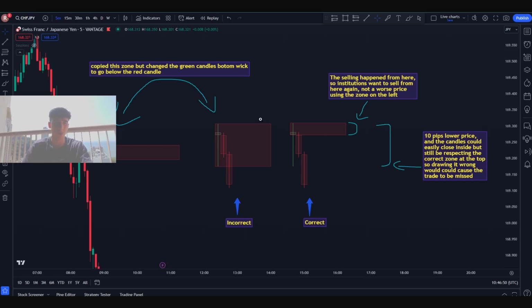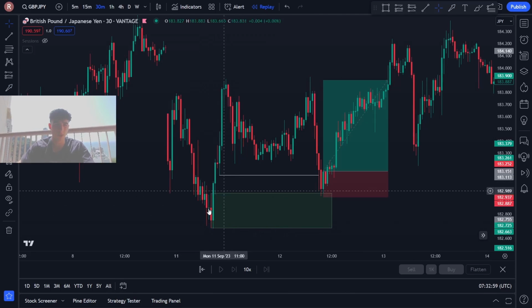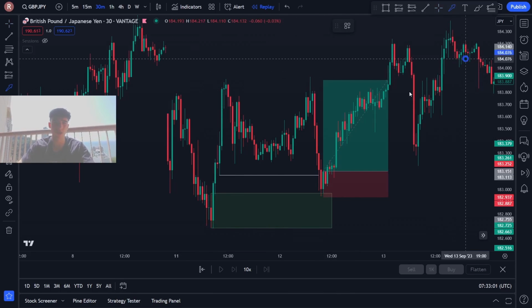I'll go onto the chart so I can explain it properly with some live examples. Okay, so looking at this trade right here, we'll walk through all the steps just to make sure we understand the strategy. What do we see? First of all, we have a demand zone. Now this one is drawn normally.